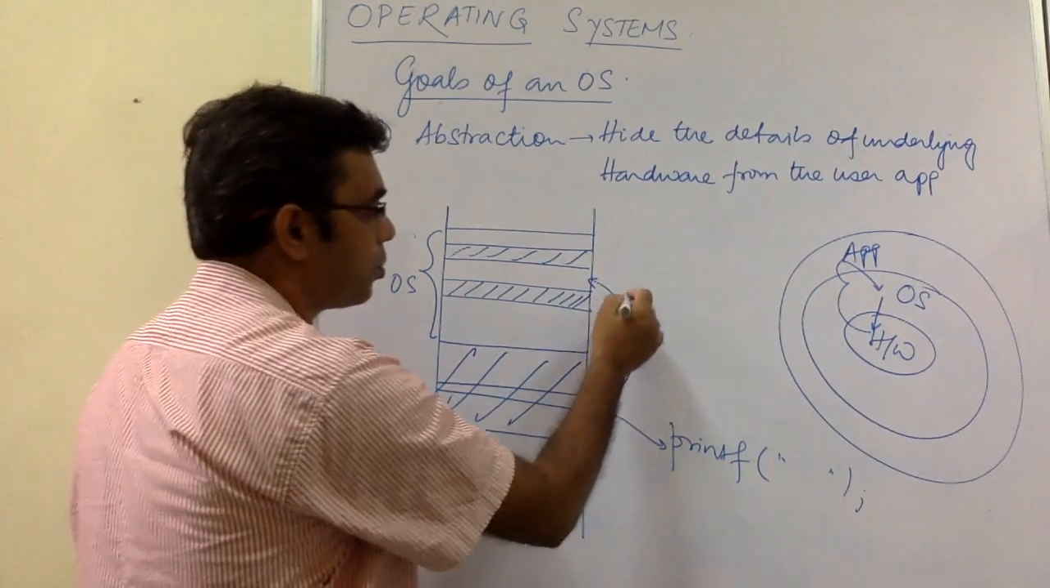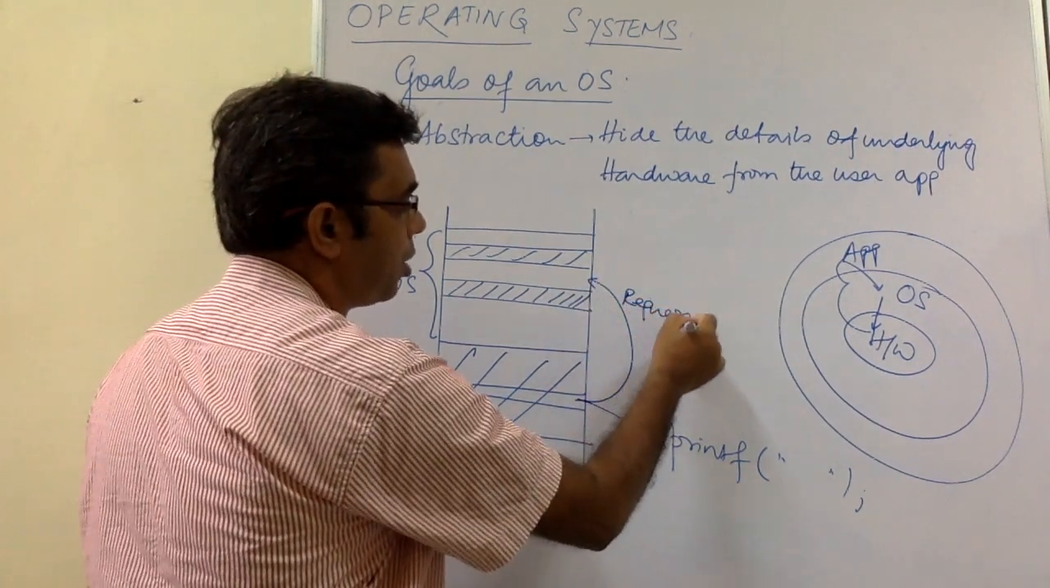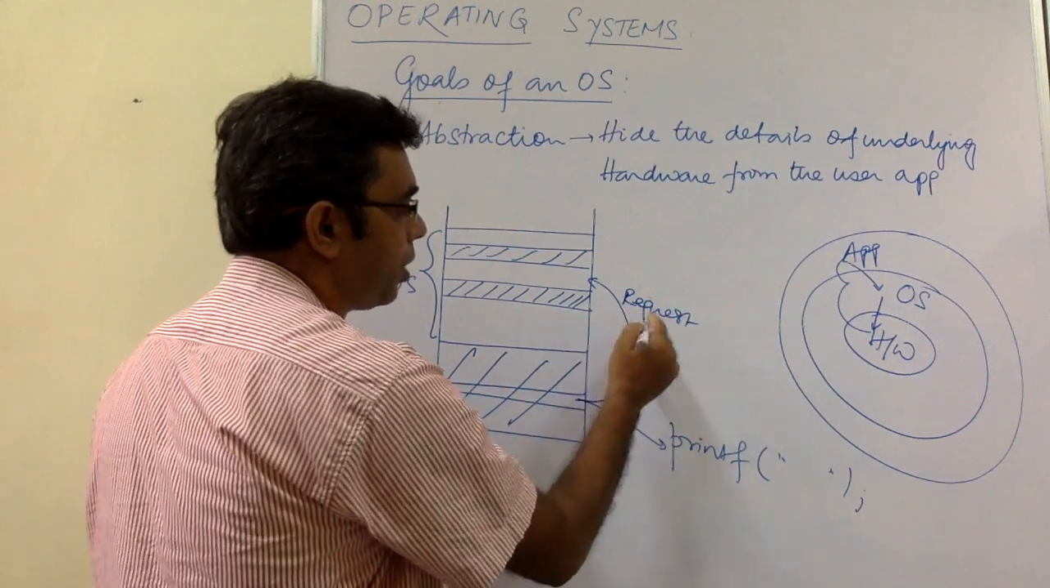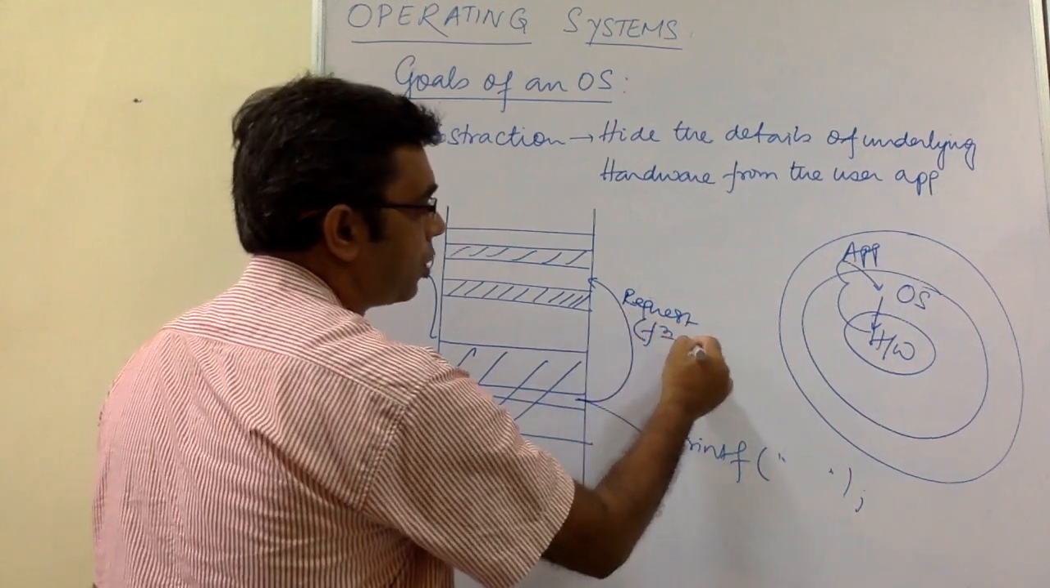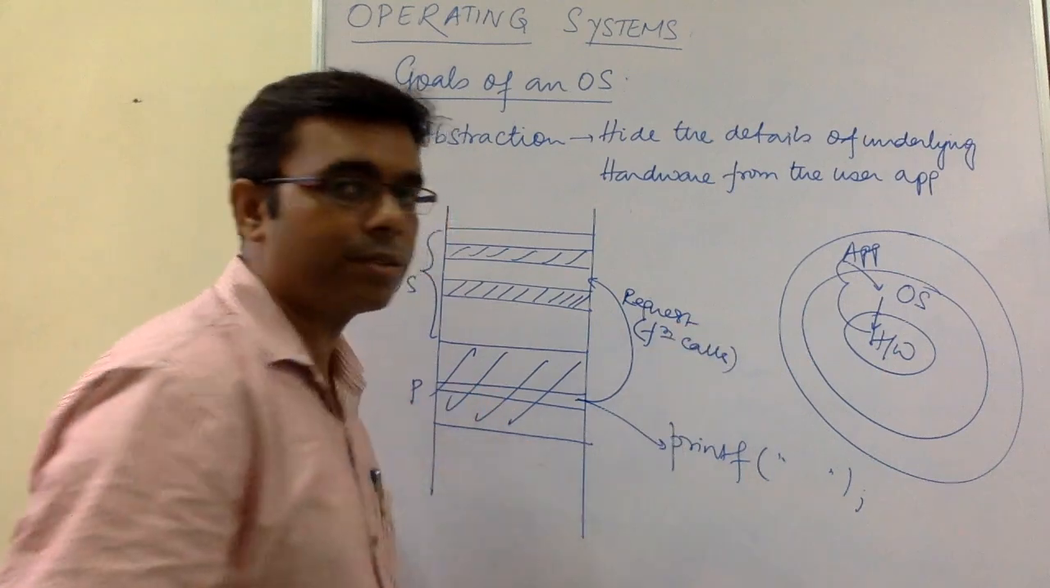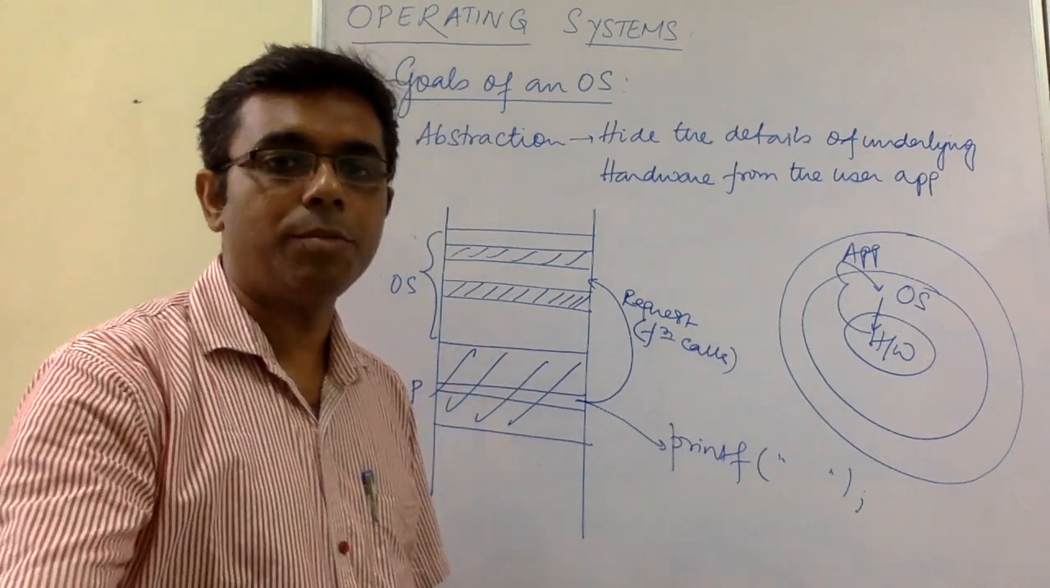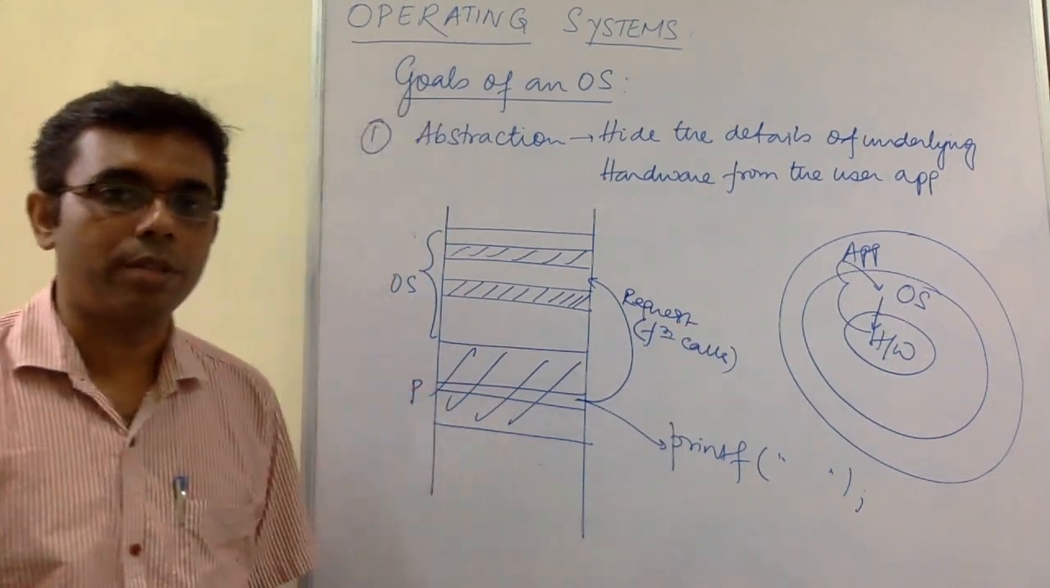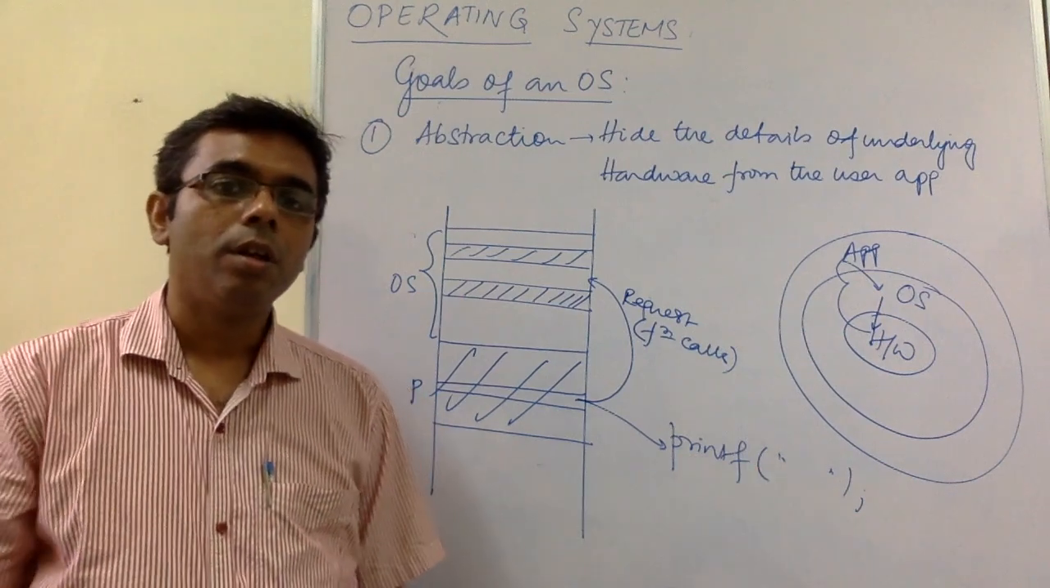So this request is put. How do you put this request? This request is put in the form of some function calls. So this is the interface, right? This is the mechanism through which you can put your request. There is a list of functions.